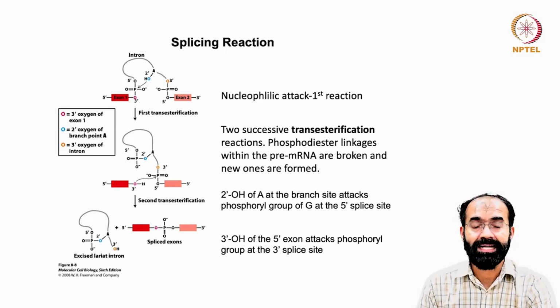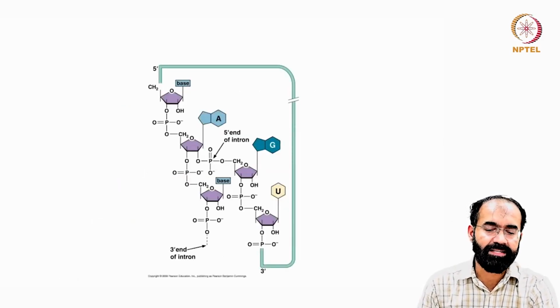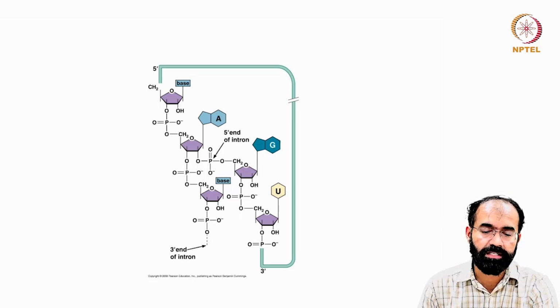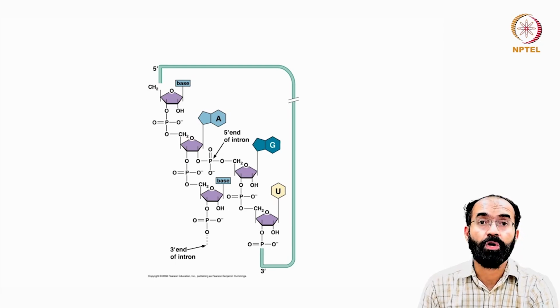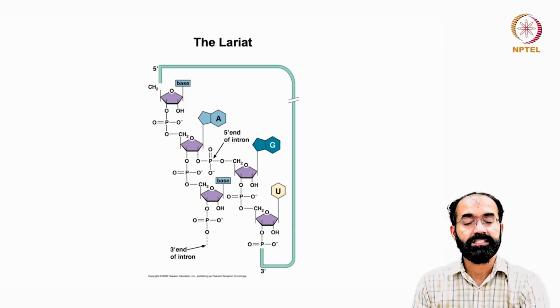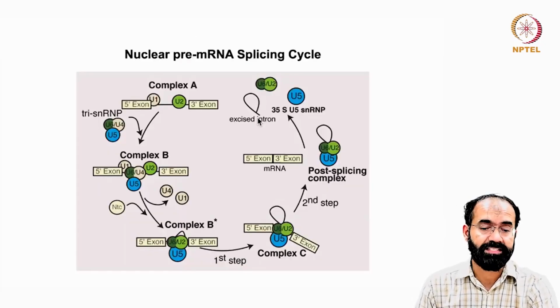So this is the second event, the second transesterification reaction, and this is exactly the bonding that has happened. You have a base and you have this pentose sugar, and it's continuing. This is the 3' end of the intron, and this is the 5' end of the intron at the molecular level. This is shown for extra clarity and information. This is what the lariat looks like in the intron once it is excised out.